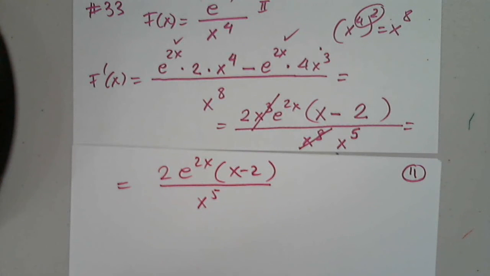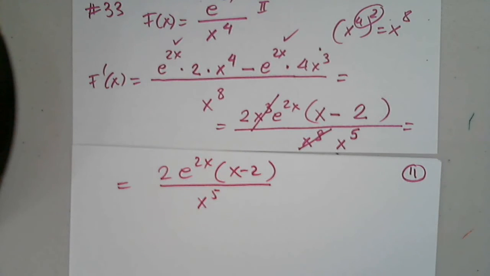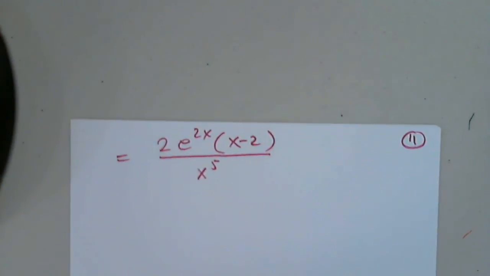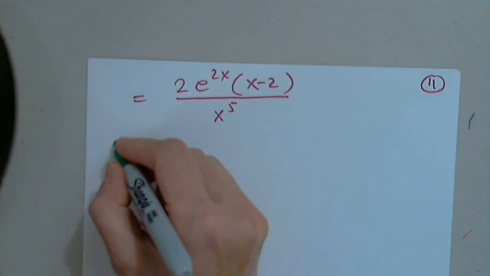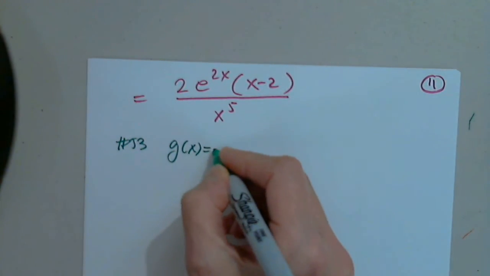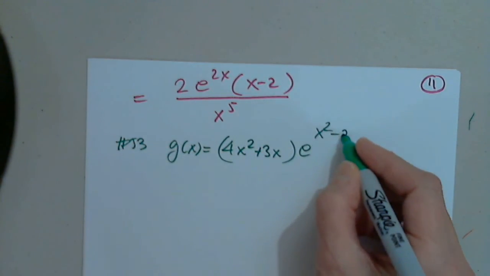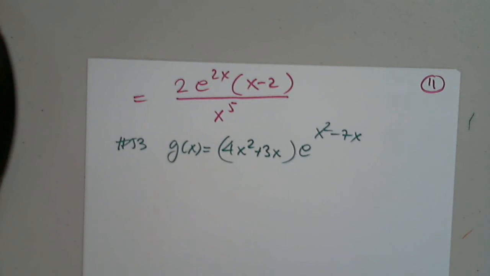Okay, we have time for one more. Please pick anything you want. Anyone? Which one? 53. 53, very good. 53 it is. So g of x equals 4x squared plus 3x, multiplied by e to x squared minus 7x. Perfect pick. Thank you so much.